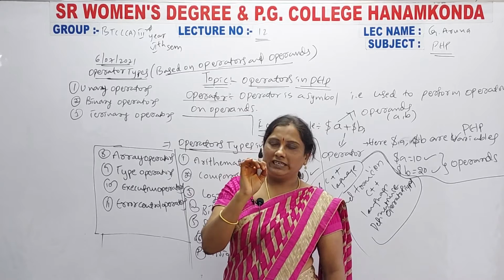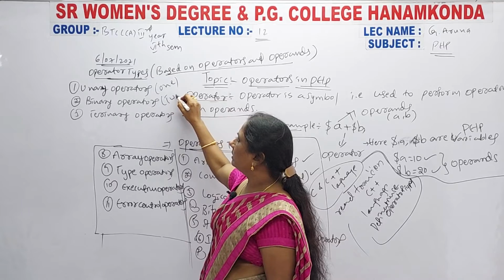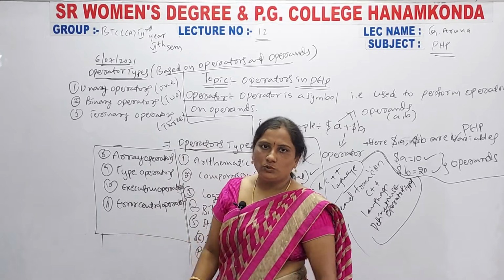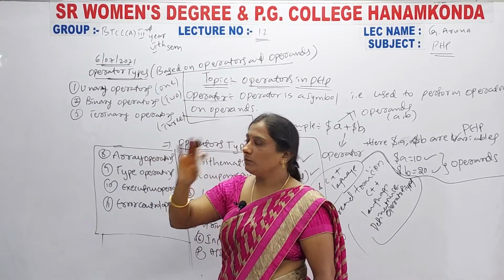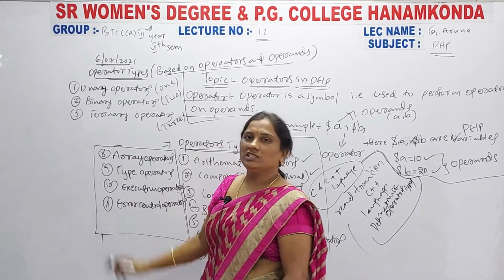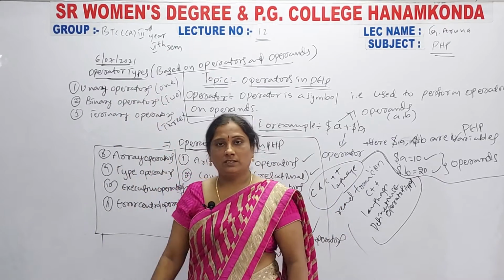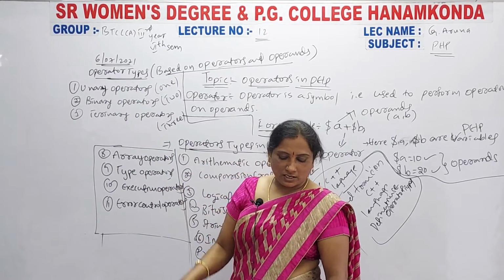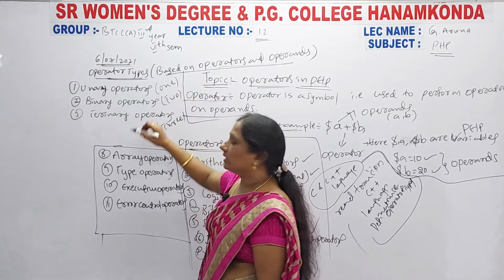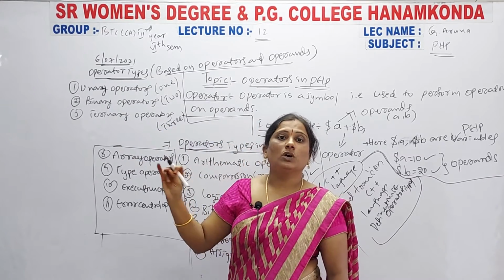I give one technique here. Unary means 1, binary means 2, and ternary means 3. Remember this in your mind. Unary means 1, binary means 2 and ternary means 3. Unary operators use one operand in that particular expression, and that is called unary.